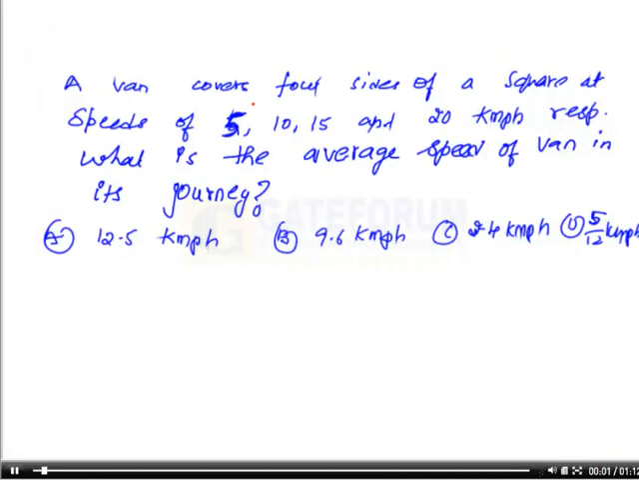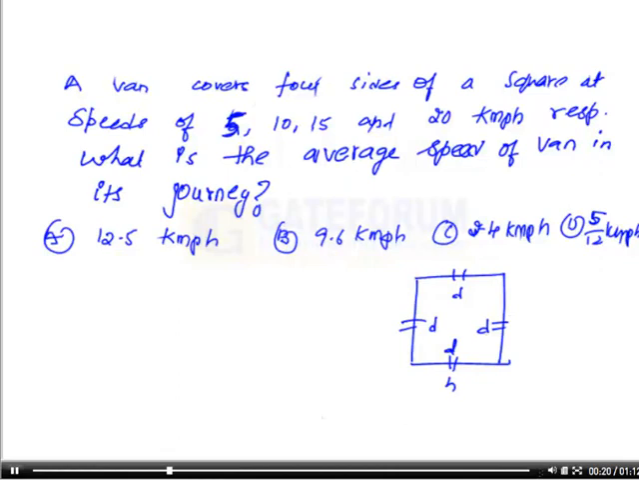A van covers 4 sides of a square at speeds of 5 kilometers per hour, 10, 15 and 20 kilometers per hour respectively. What is the average speed of the van in its journey? So, if we consider a square, what does it mean? The distance covered by the van in the 4 intervals is the same. Let us consider the distance as d.